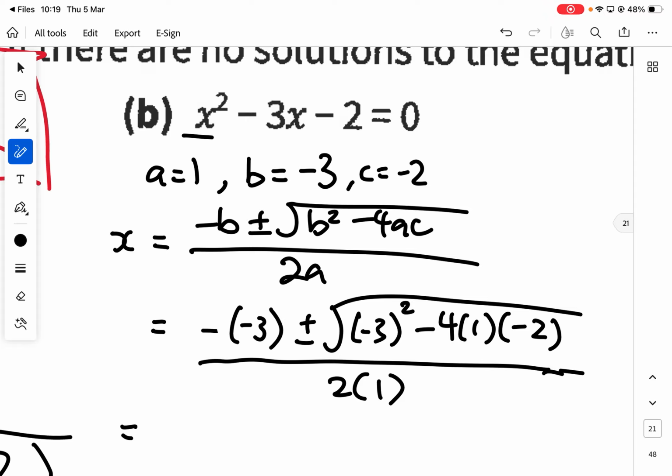Wrong. Here is b squared. So I replace b with minus 3, b is minus 3, so I put the entire minus 3 inside. So minus 3.